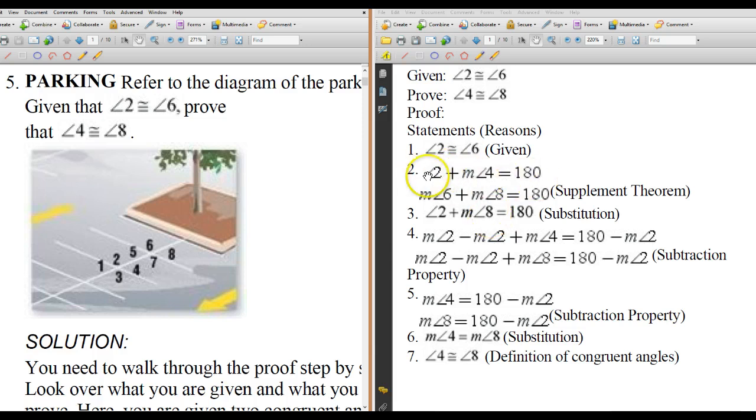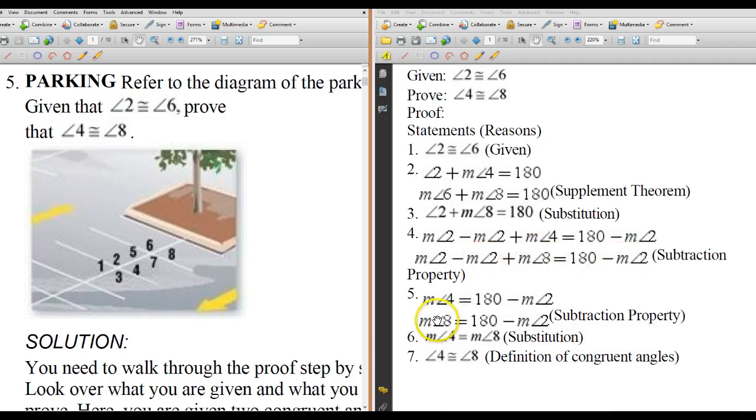So if I take this first equation, 2 plus 4 is 180, and I subtract the measure of angle 2 from both sides, then I would get the measure of angle 4 is equal to 180 minus the measure of angle 2. Likewise, if I take the statement in step 3 and I subtract the measure of angle 2 from both sides, so that's what I'm doing right here once again. So that's the subtraction property of equality. I'm subtracting the same thing from both sides of the equation.